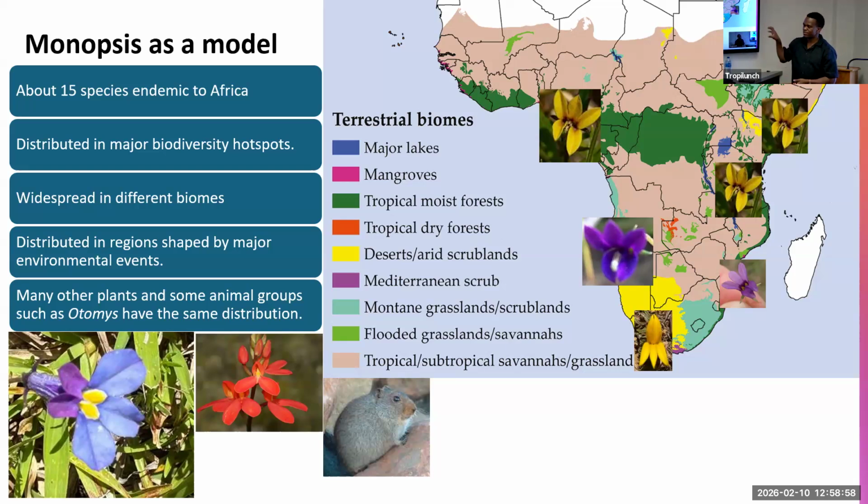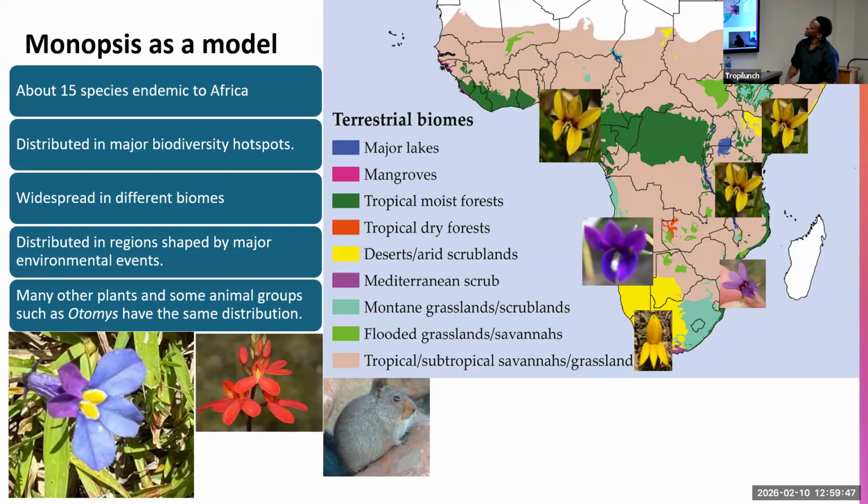to understand the evolutionary history of African flora, because we are going to be able to predict and hypothesize how sub-Saharan flora evolved. It is not just Monopsis which is distributed like this. We've also got other plant species such as Disa, and animals which follow the same distribution pattern, such as otomys, which are small mice. Understanding the evolutionary history is not only going to help us understand Monopsis, but it's also going to help us develop hypotheses that can be tested in other plants and even in other animals. That way we are going to better understand the evolutionary history of sub-Saharan African flora.